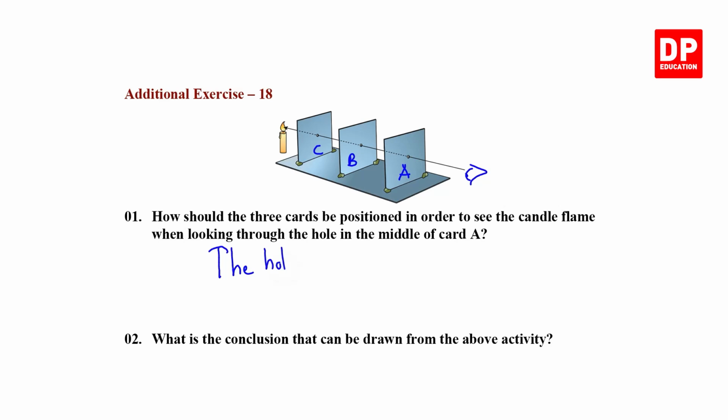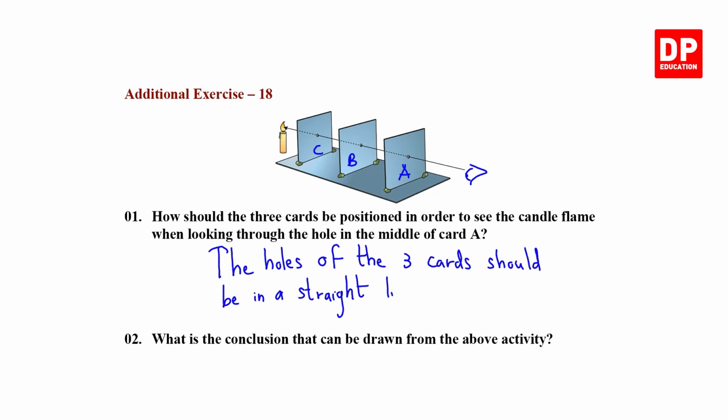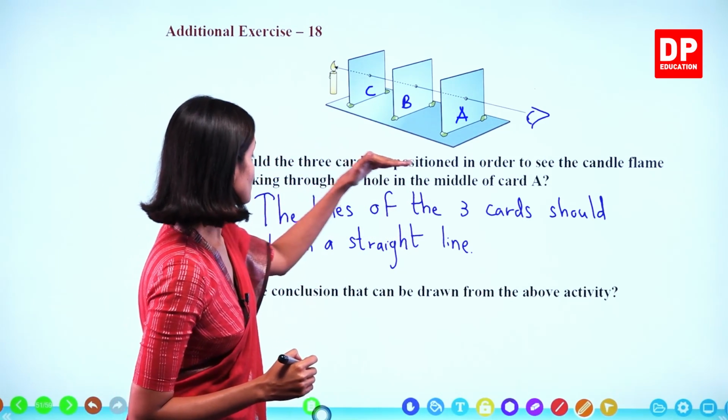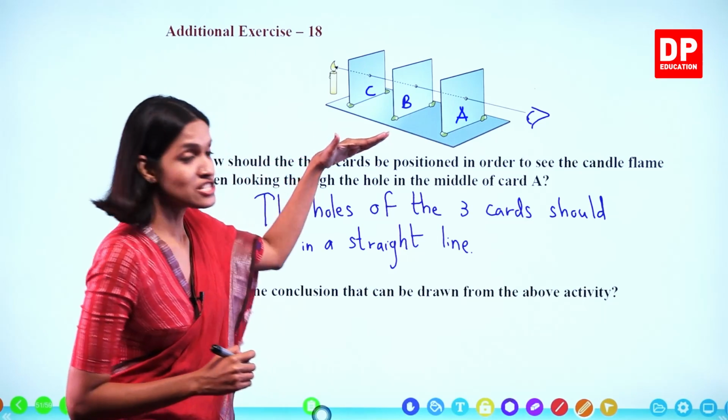The holes of the 3 cards should be in a straight line. So when you position the cards properly, the holes of the 3 cards should be in a straight line.